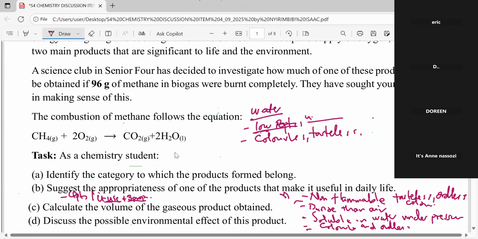Now here they have said identify the category to which the products formed belong. So we can start by identifying the products. The products we have are carbon dioxide and water. Then you tell us carbon dioxide is this because of that. Water is this because of that.